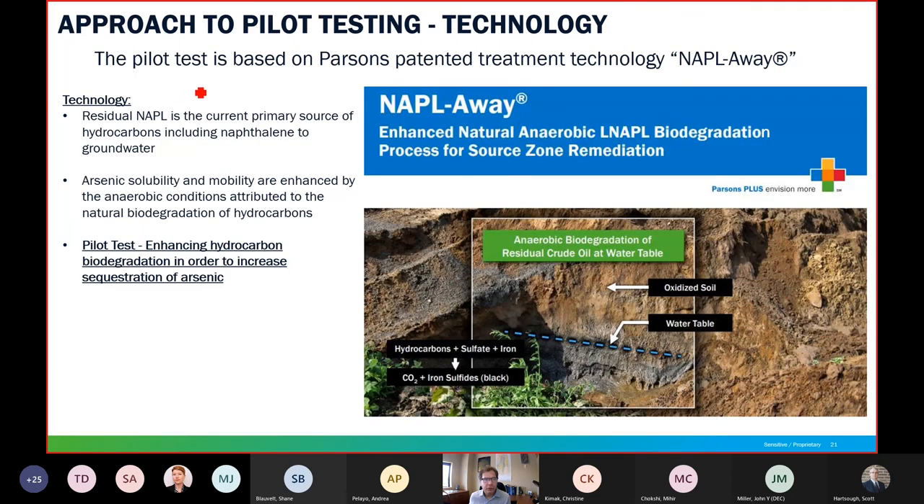So lastly, on treatment technologies, what we're looking at in terms of our sulfate injections for treatment of arsenic is basically a takeoff of Parsons' patented NAPLAway product, which treats L-NAPL, but it can also help with the precipitation of arsenic through what you see here in the creation of iron sulfides. Again, here we have that iron rusted color oxidized soil passed below the water table. It's anaerobic. We have iron sulfides. How do we maintain these iron sulfides, the capacity of sequestering the arsenic? And that's what we're looking to with some of our pilot testing and the sequestration of arsenic.